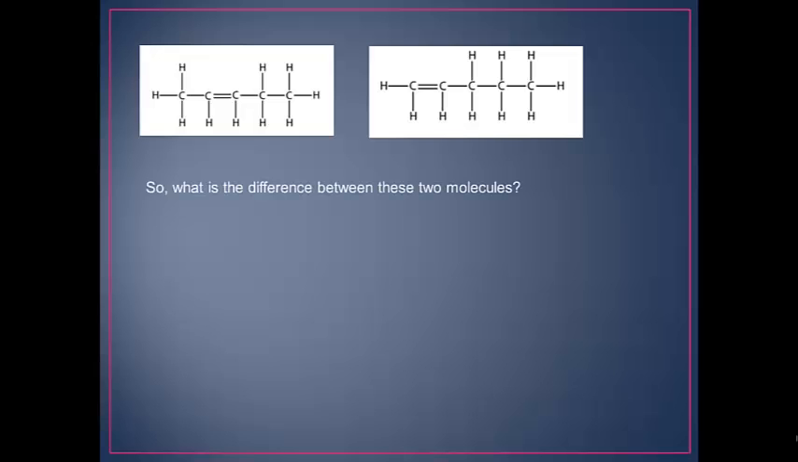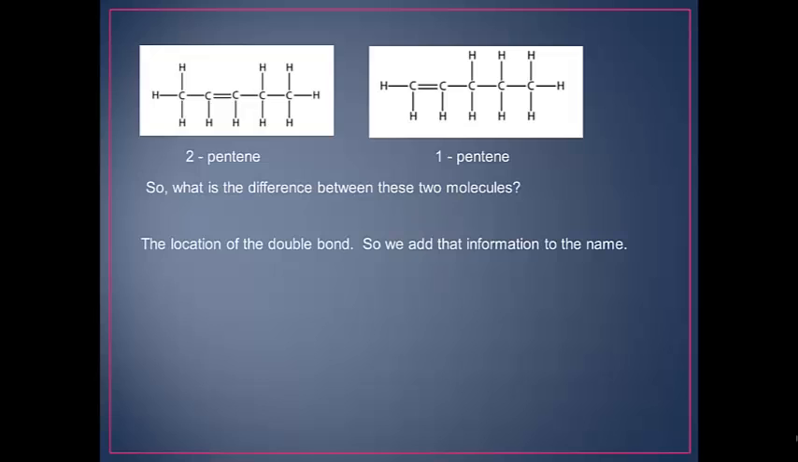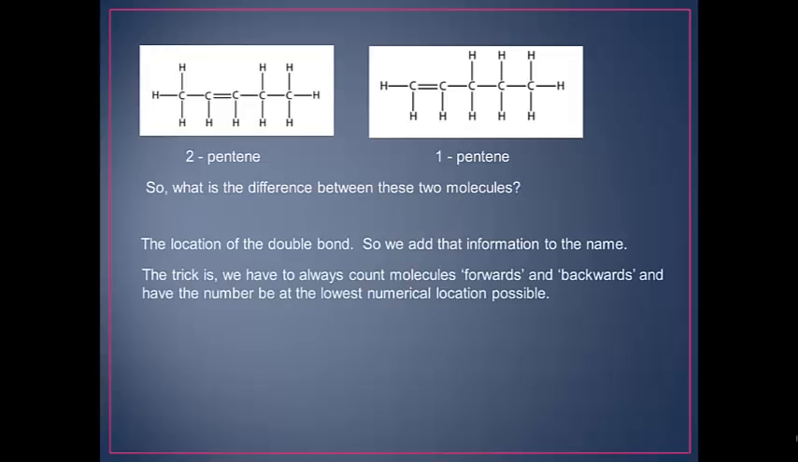The difference between these 2 molecules is where the double bond is located, so that's how you differentiate them with the name as well. So you're going to add that information to the name. So the first one would be called 2-pentene because the double bond starts at the second carbon, and the other one would be called 1-pentene because the double bond starts at the first carbon.